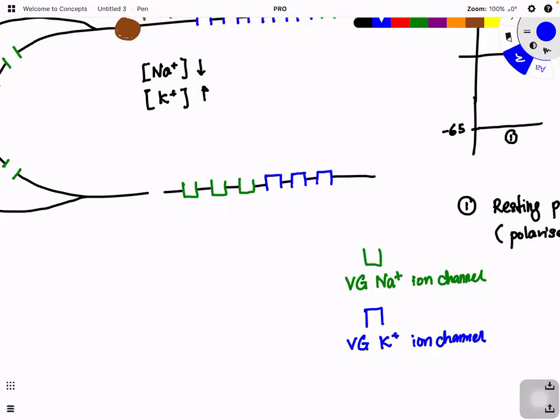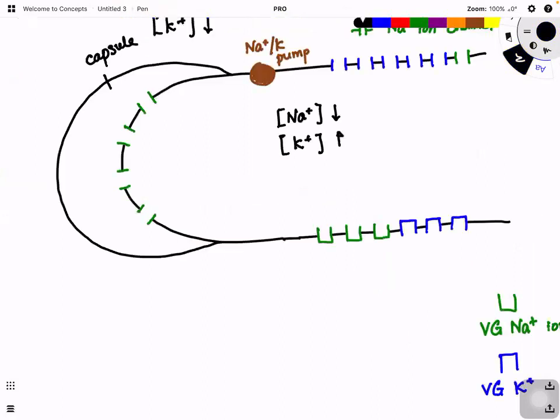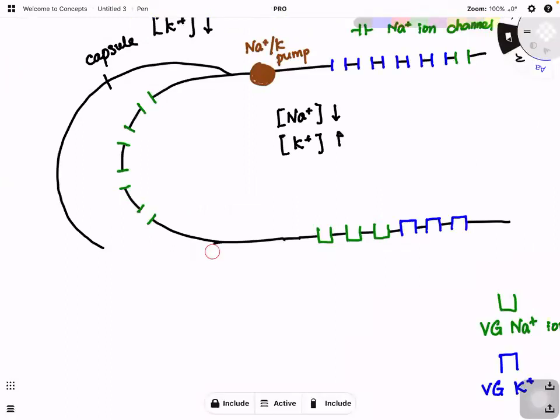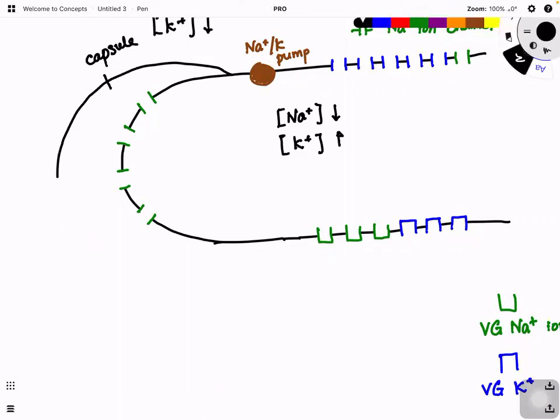So how does the stimulus actually change the voltage? Try to imagine when we touch this capsule. When we touch or press on this capsule, the capsule deforms, out of shape. So when it's out of shape, what will happen here? Sodium ions now can enter into the neuron.